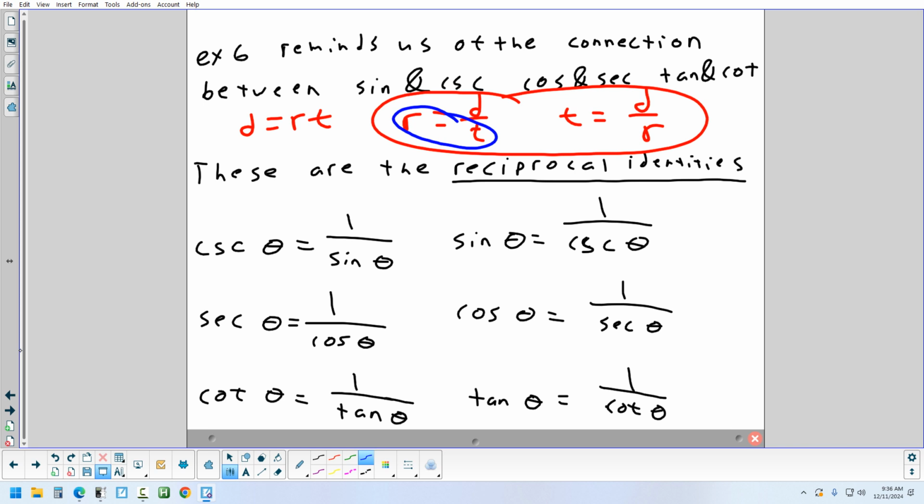Does anybody have those identities? And again, the three on the left, that's all you really need. Okay.